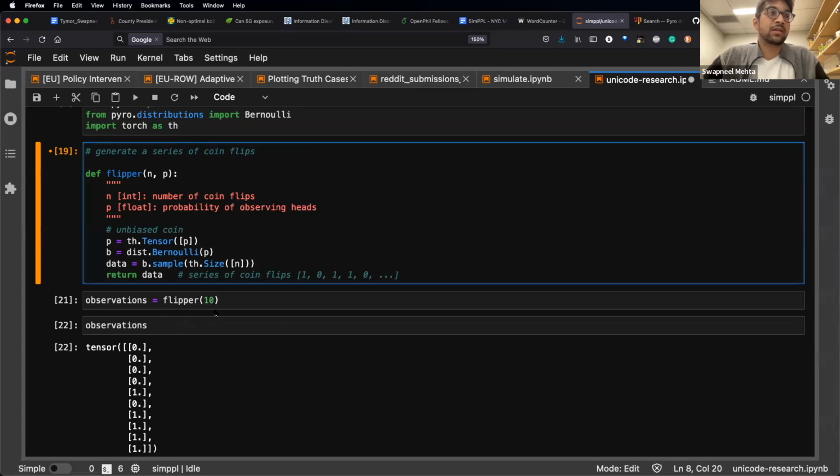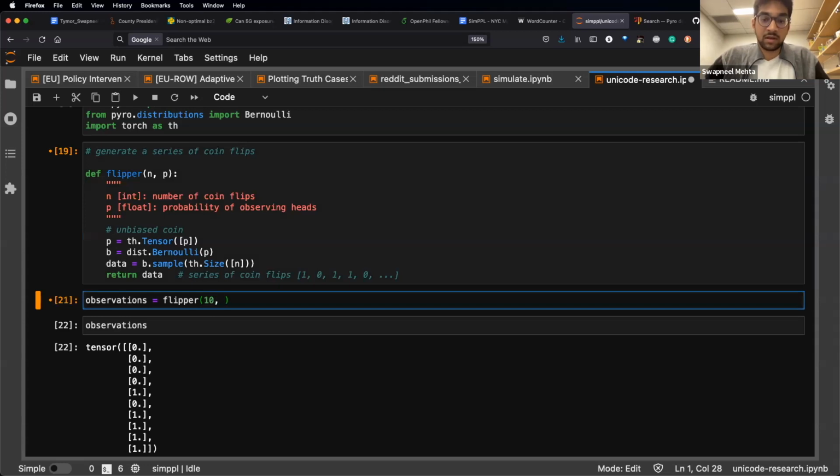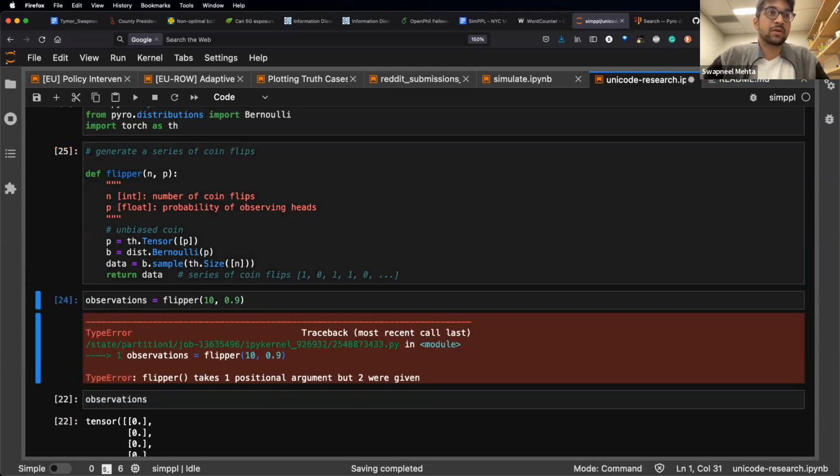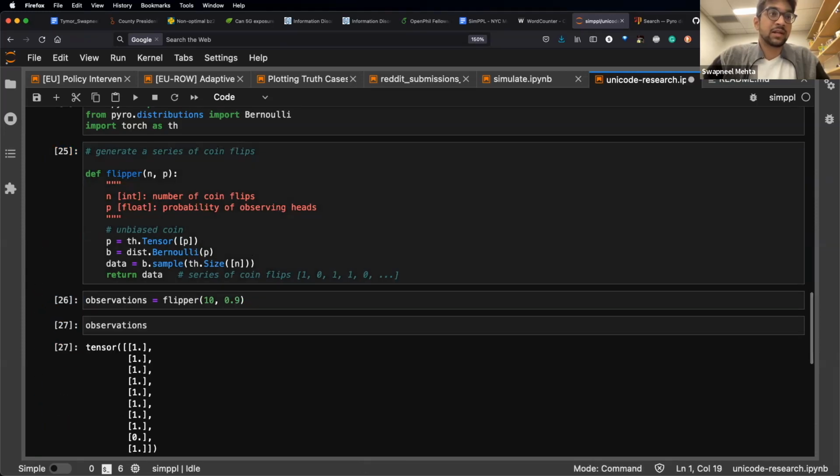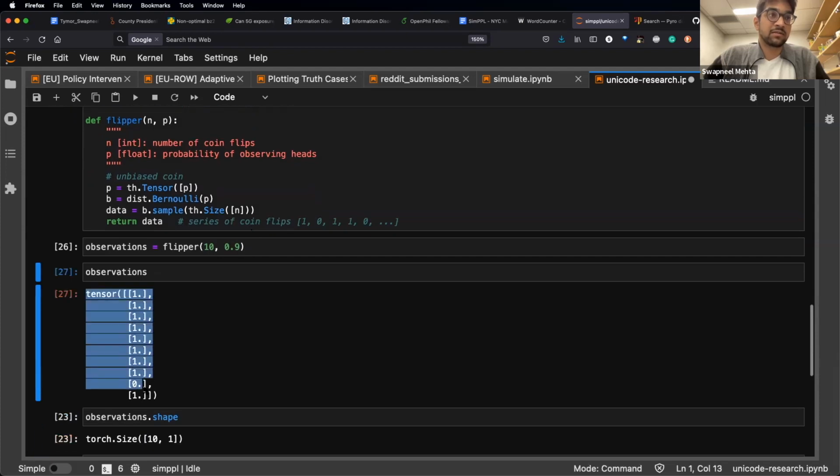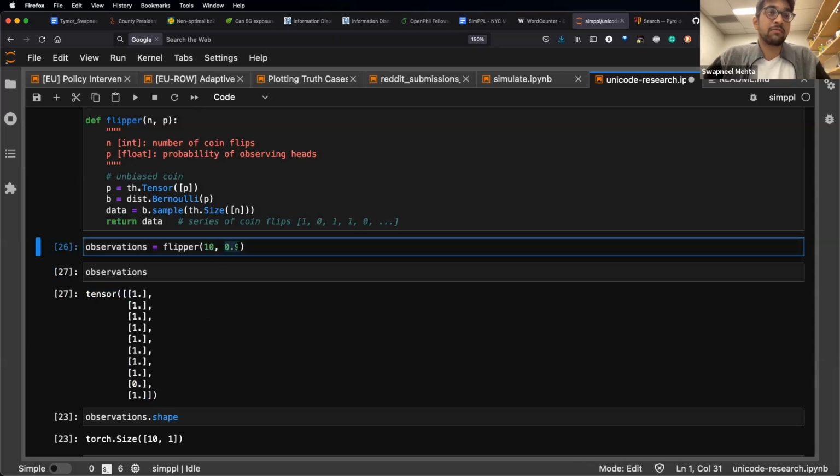And let's try this out now. If I change 10 and then I make it 0.9, which is highly likely to get heads, then I should have a lot of heads in my data. Again, heads corresponds to 1, tails corresponds to 0. I've kept the coin really biased and I see a lot of heads.